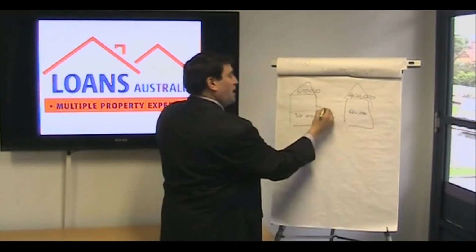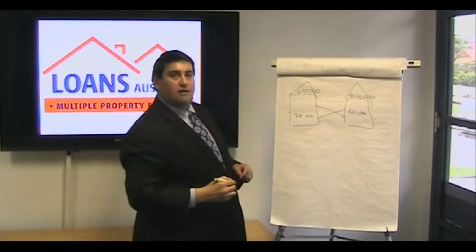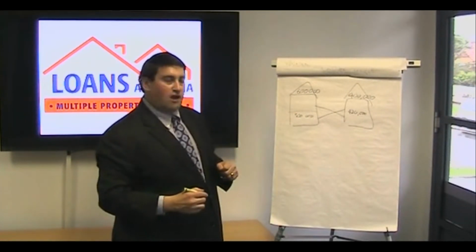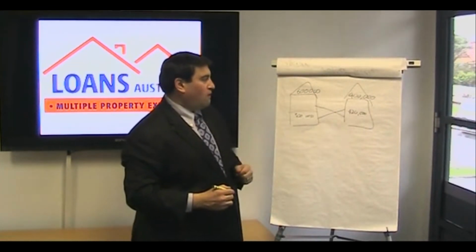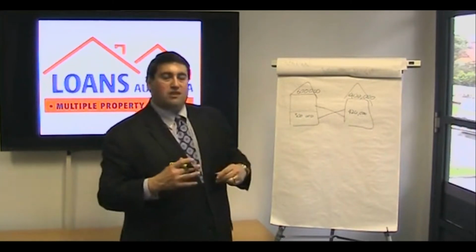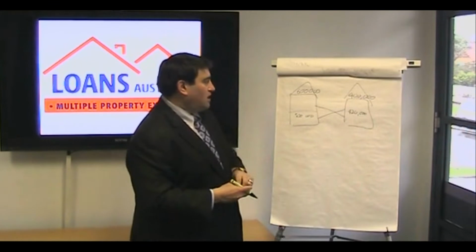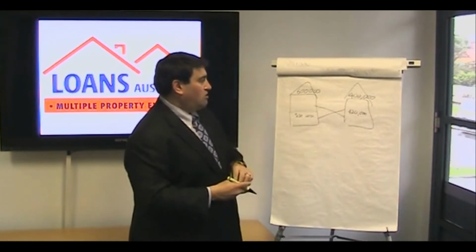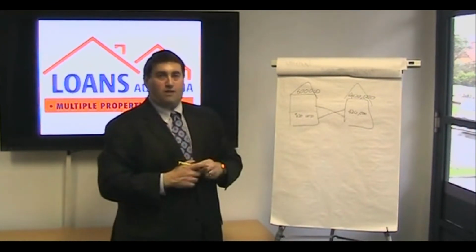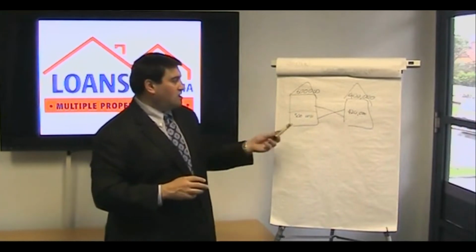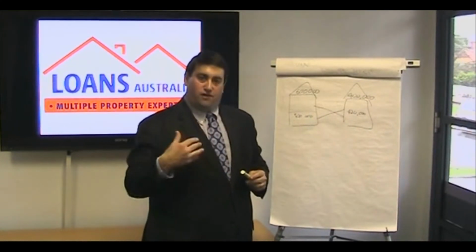The banks generally take both of these properties as security. Then you've got the first loan of $300,000 and loan 2 at $420,000. That's all nice and easy, very simple, written on the loan documentation. You've got two loans and two securities, and it's nice and easy as pie, and that's what the banks like doing. Now, this doesn't always work out the greatest for the investor.